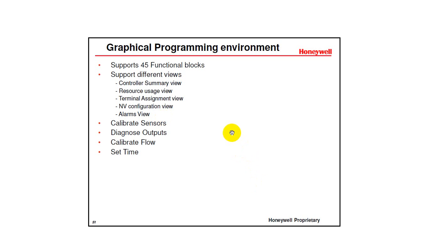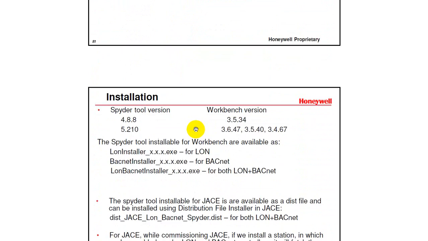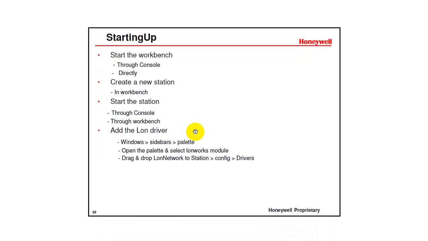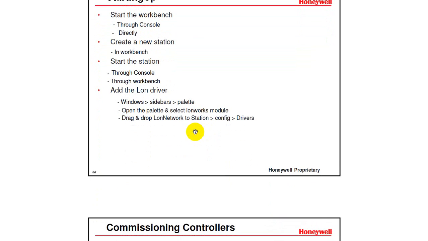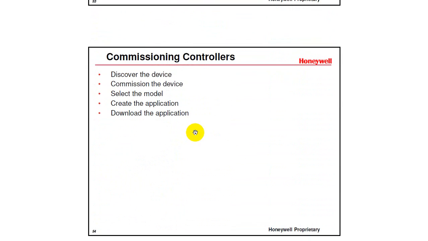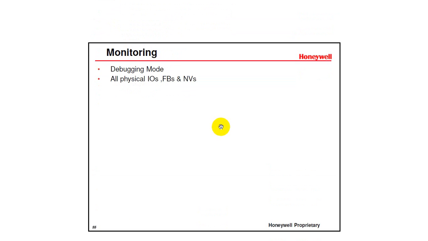So this is how we start. First we need to start the Workbench, then you create a new station, then you start the station. Depending upon which protocol you are using, you will add the driver like LON or BACnet. Then you will open the palette and start the programming. Then this is how you will commission your controllers. You will discover the device, commission the device, select the model, create the application, and then download the application into your controller. These steps we'll be doing in our labs.